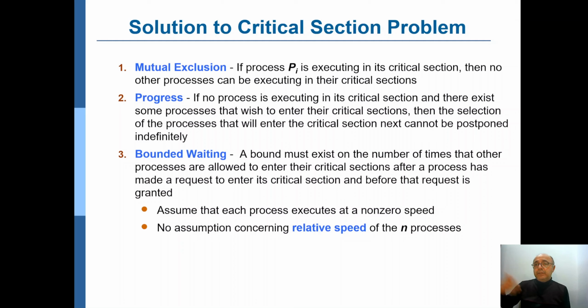So how many times can this happen? There should be a bound on this. You cannot say indefinitely that P1 should wait. It's not exactly like condition 2 because there are some other processes that are going into their critical sections, but unfortunately P1, the poor guy, never goes into its critical section. That shouldn't be the case.